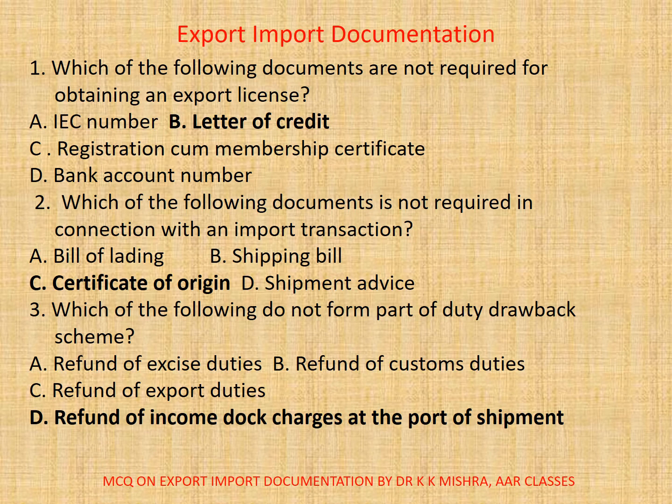Question number 1. Which of the following documents are not required for obtaining an export license? Options are A. IEC number, B. Letter of credit, C. Registration cum membership certificate, D. Bank account number. The correct option is B. Letter of credit.